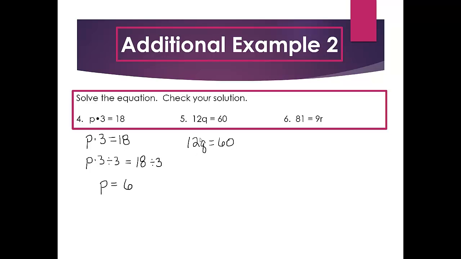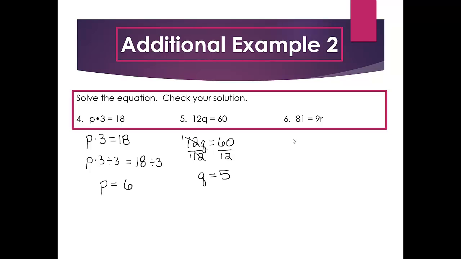12q would be 12 times q. The opposite of multiplying would be to divide, so we're going to divide each side by 12. We can also show division by just drawing a line underneath and then putting our 12 under our problem. This line shows division, so we're going to divide each side by 12. 12 divided by 12 is just 1, so we're left with just q on the left-hand side, and 60 divided by 12 is 5. So q equals 5. When we go to check this, 12 times 5 is equal to 60.